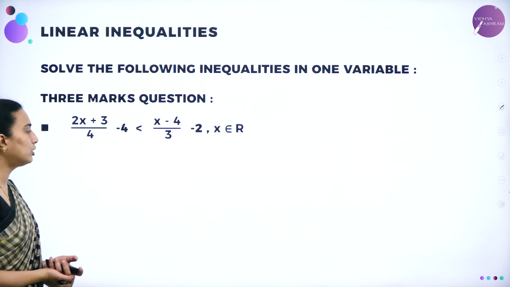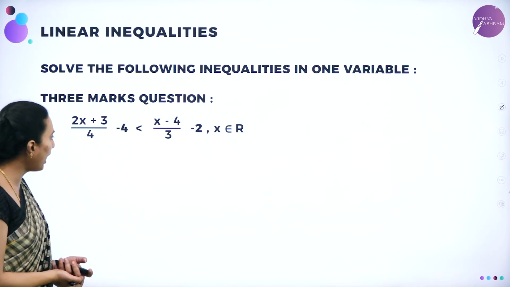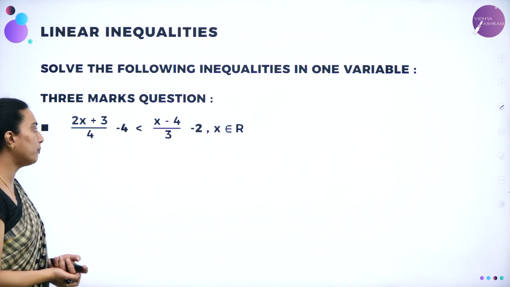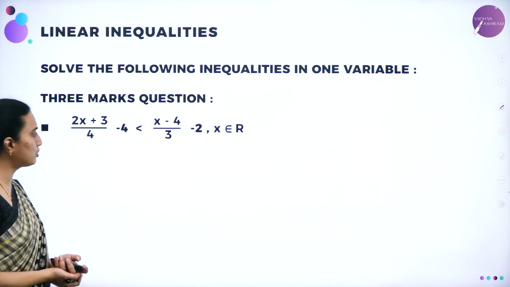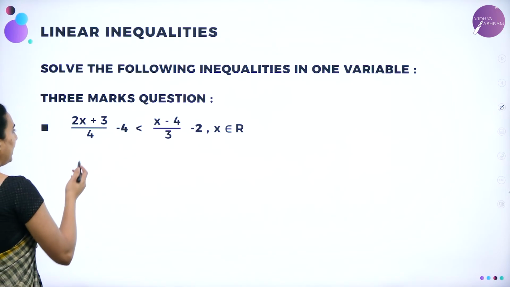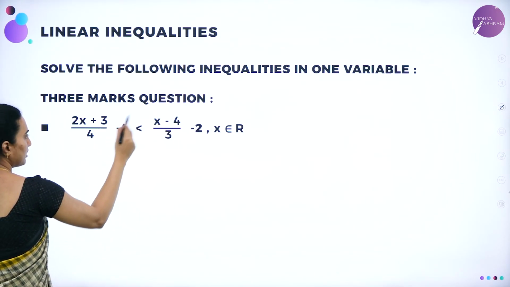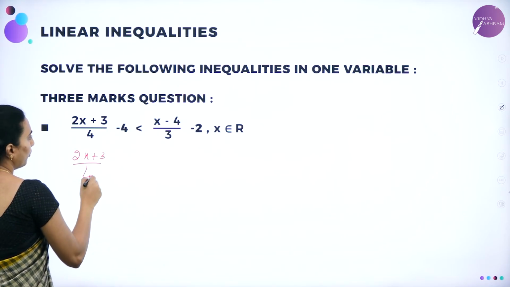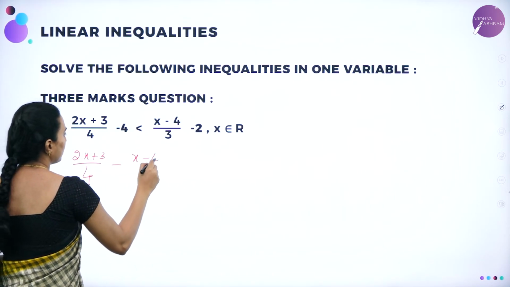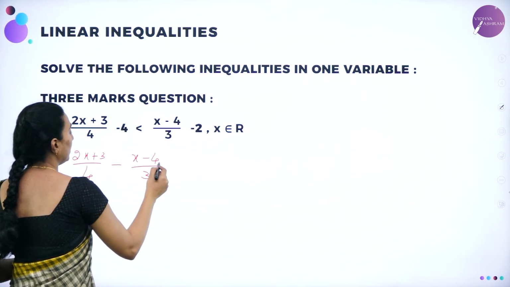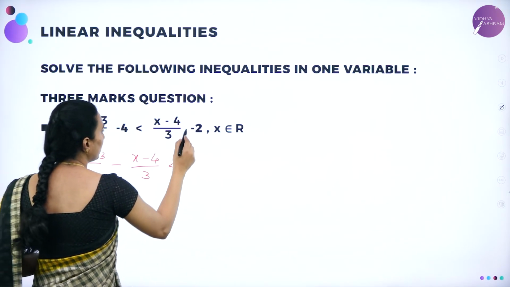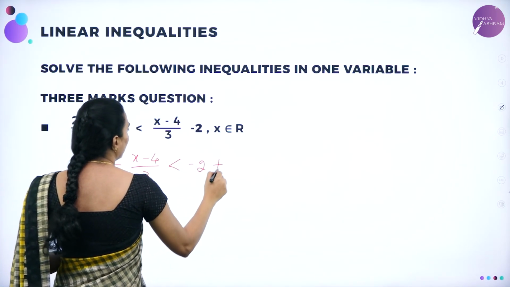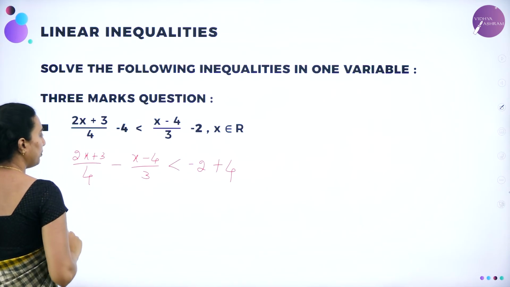That is a 3 marker. 2x plus 3 divided by 4 minus 4 is lesser than x minus 4 divided by 3 minus 2, x belongs to R. Now let me take x minus 4 by 3 to this side, minus 4 to that side. So 2x plus 3 divided by 4 minus x minus 4 divided by 3. I am subtracting here, the inequality will not change. So remaining here minus 2. Now taking minus 4 to this side, it will become plus 4.